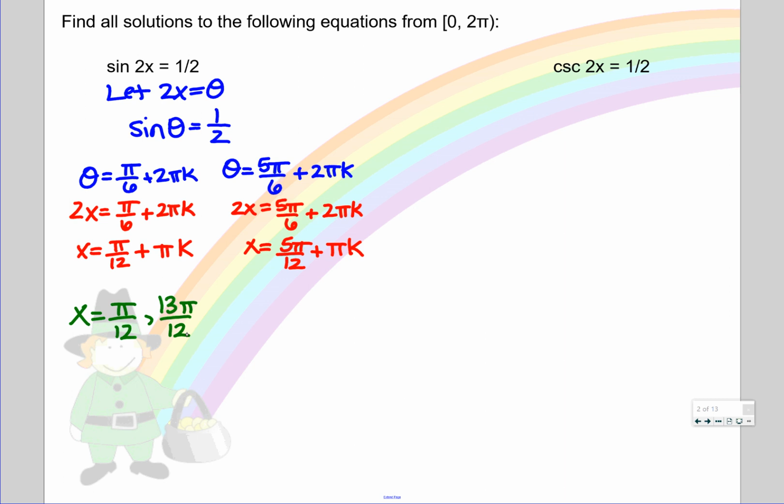All right, so now for the other one, I had 5 pi over 12. If I add 1 pi to that, what do I get?